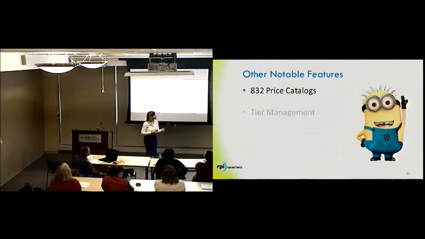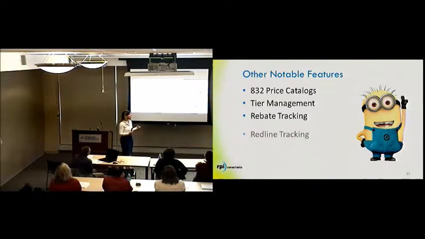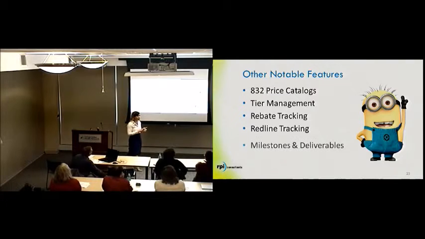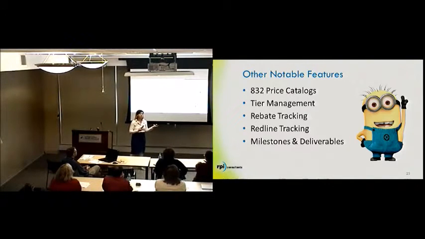So some other notable features, some of which we already talked about: the 832 price catalogs. You can manage your tiers a lot better. You can track rebates. You can do that red line tracking, which I didn't grab any screenshots of, but we are building a demo box that Bill was mentioning, at the Southeast User Group at the end of May. So we're building out a demo box to have you play with it. So another reason to go out to Myrtle Beach if you want some hands-on with the tool.